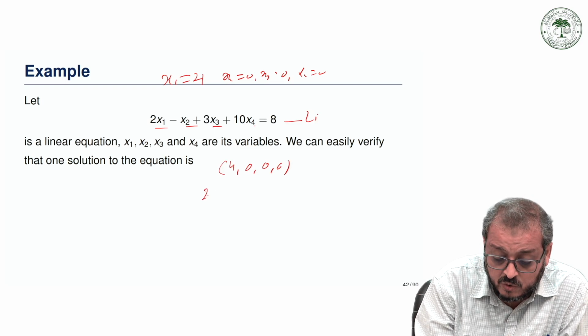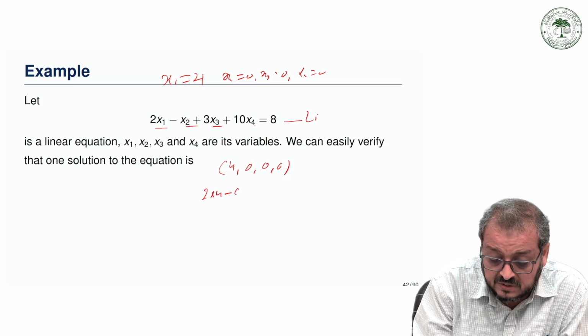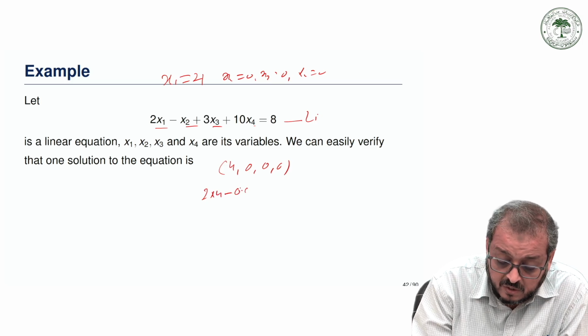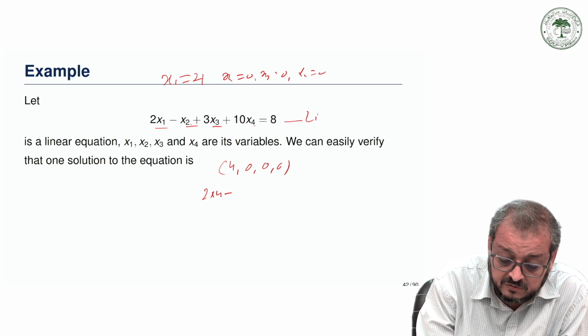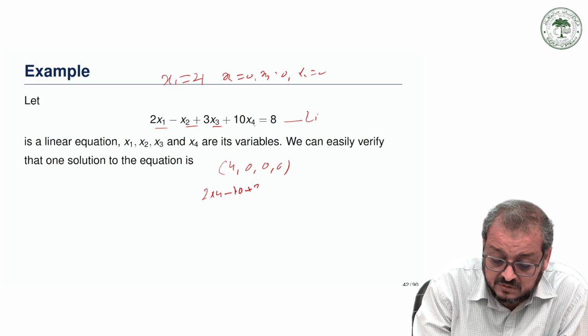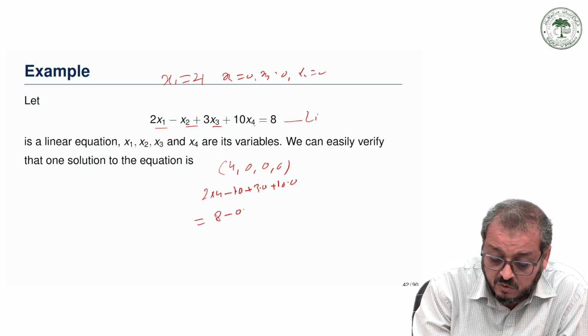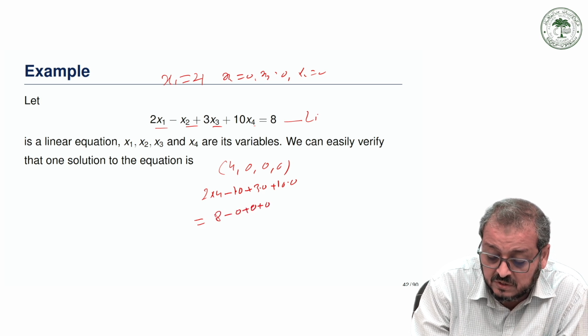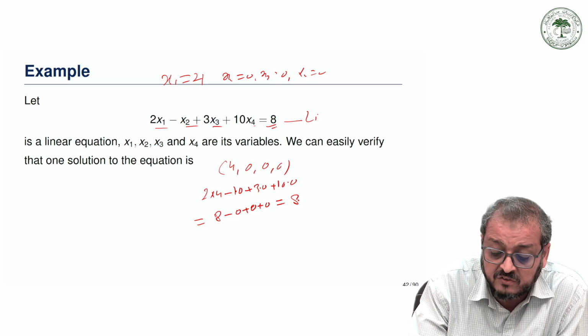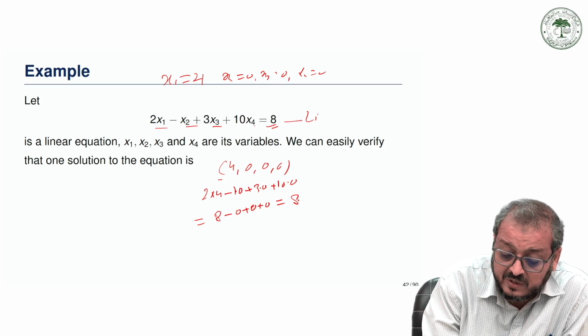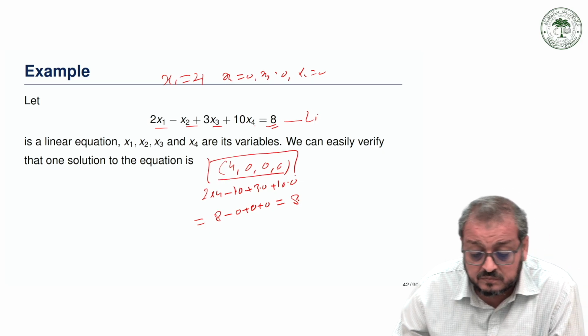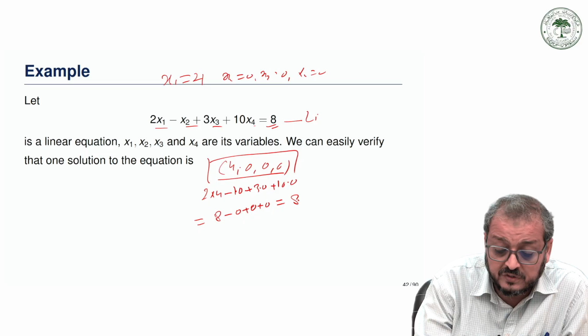I just check: 2 into 4 minus 0 into 1 into constant is equal to 1 into 0 plus 3 into 0 plus 10 into 0, and whatever this is equal to: 2 into 4 is 8, minus 0 plus 0 plus 0 is equal to 8. This satisfies this equation. That means clearly we can say that this is one of the solutions of this equation.